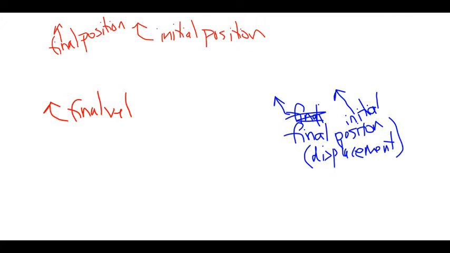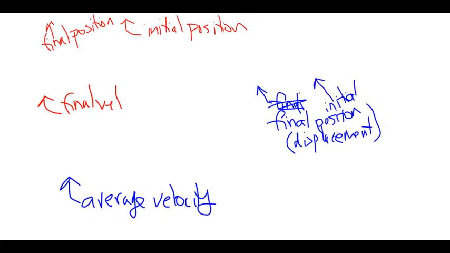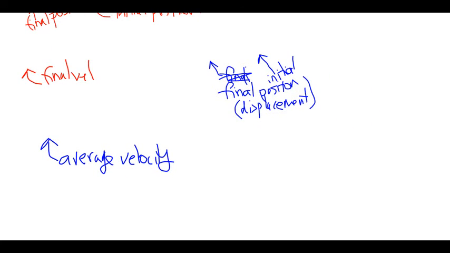All right. And if we're finding average velocities, so this right here, average velocity, as defined above, is final velocity and initial velocity, and just take the average of them, meaning add them together and divide by 2.